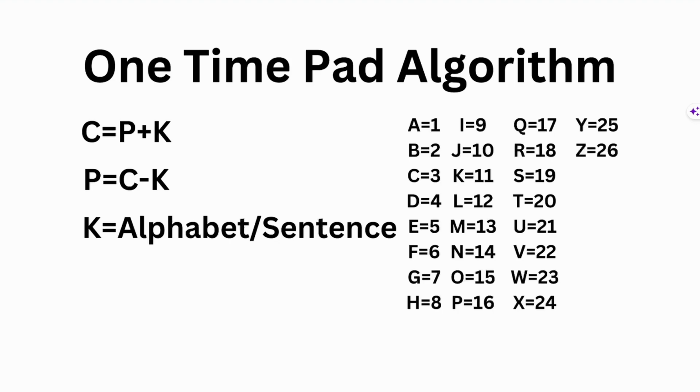This is the key value. You need to understand the key value. The key value here is an alphabet or sentence, not any number or special character. There is only alphabet or sentence. If you understand it, then you understand all of this algorithm, I think.